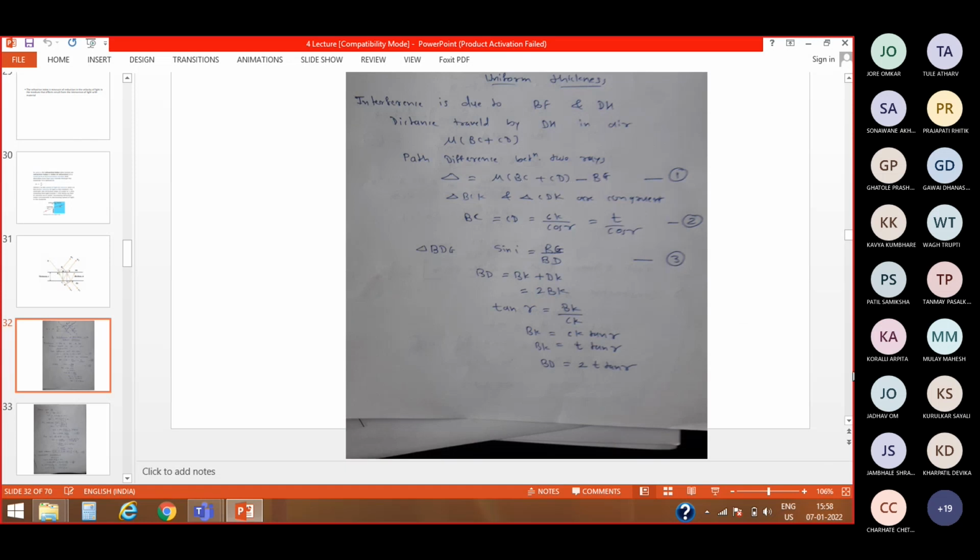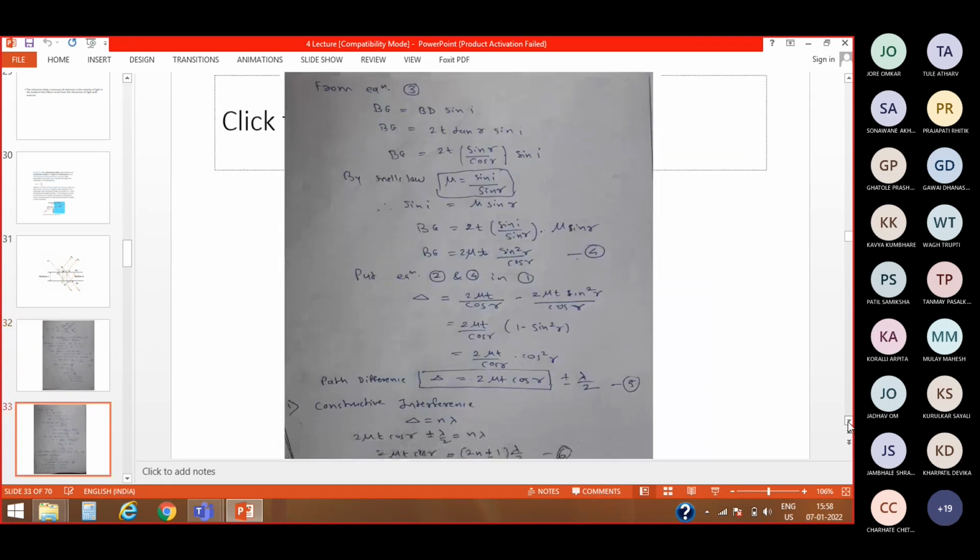Put both the equations here. Then what equation did I get? Delta, that is path difference, is equal to 2 times mu T upon cos of R minus 2 times mu T into sin square R upon cos of R. I take the common terms out of the bracket. Then I got 2 times mu T upon cos of R into 1 minus sin square of R. But 1 minus sin square of R is equal to cos square of R. So the last equation I got is that the path difference is equal to 2 times mu T into cos of R plus or minus lambda by 2. So this is your equation number 5.